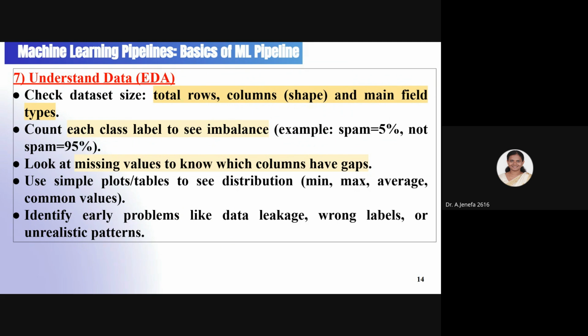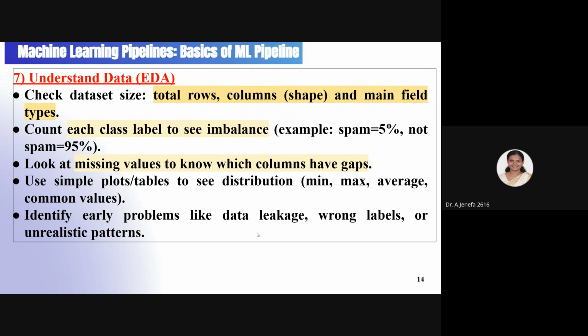If I have more data from normal people and only 10% of data for cancerous cells, how will the model predict correctly? So the data set that we collect should have proper proportion. Fine, so that is exploratory data analysis: count each class label to see any imbalance, and identify problems like data leakage.